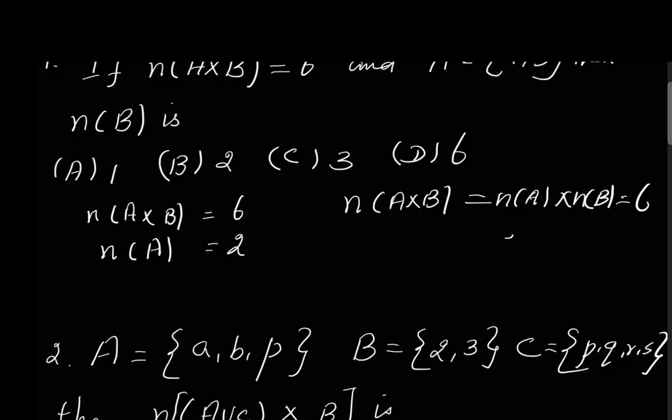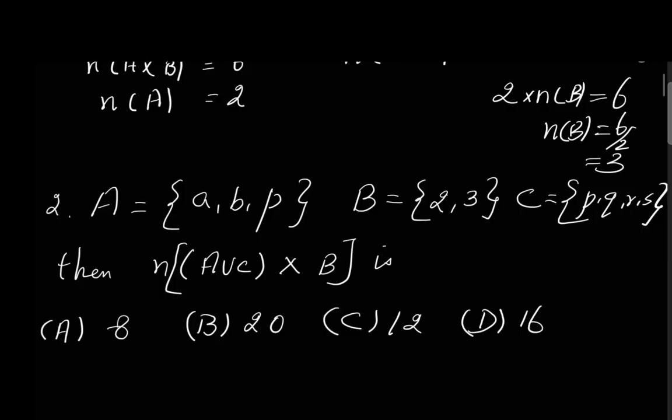But n of A is 2, given. You have to find n of B. This is equal to 6. So n of B is equal to 6 by 2. Answer is 3. See option C. Option C. Second sum.